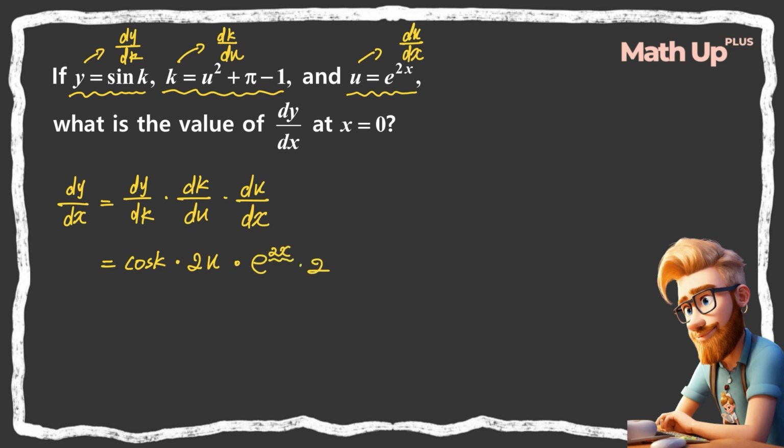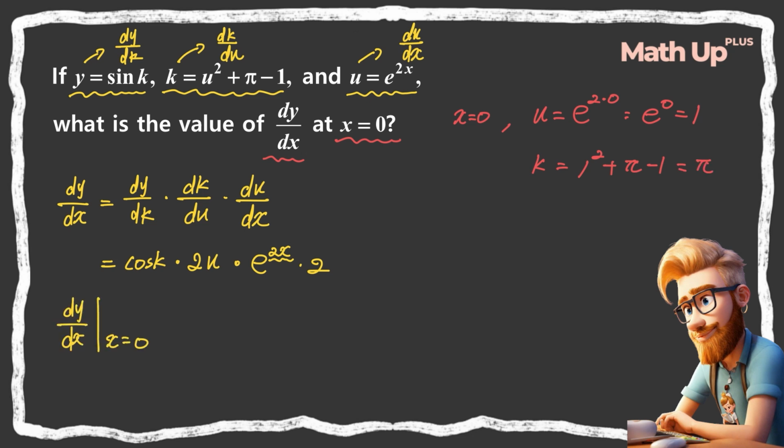Now, since we are looking for the value of dy over dx at x equals 0, when x is equal to 0, u is e to the 2 times 0, which is equal to e to the 0, that's 1. And k is equal to u squared plus pi minus 1, so 1 squared plus pi minus 1, that is equal to pi.